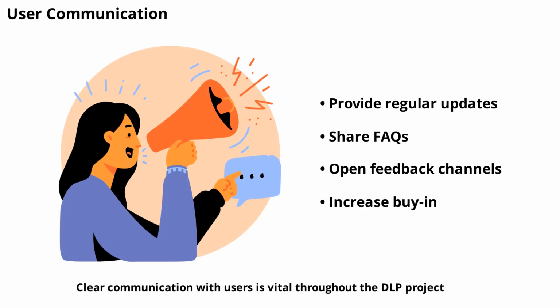Clear communication with users is vital throughout the DLP project. Regular updates, FAQs, and feedback channels help users understand changes and feel supported. Good communication reduces confusion and increases user buy-in, making your DLP rollout more successful.